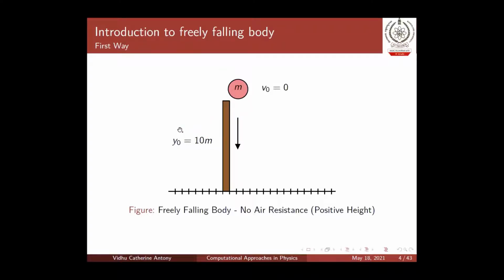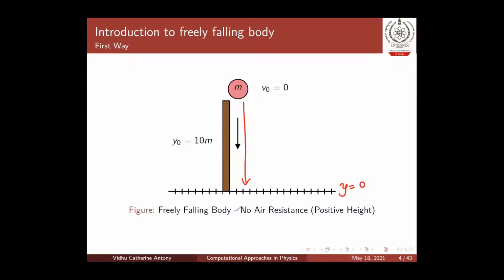Let's say it's 10 meters long, not 10 meters long for every problem. But say it's 10 meters long, and you drop the ball down. That is one way to look at it. When you're doing that, this particular ball is going to come down and reach the ground, right? At y equal to 0, the height becomes 0. So this is basically positive height.